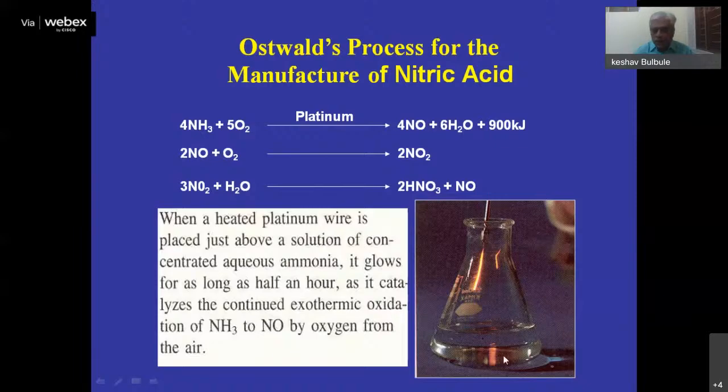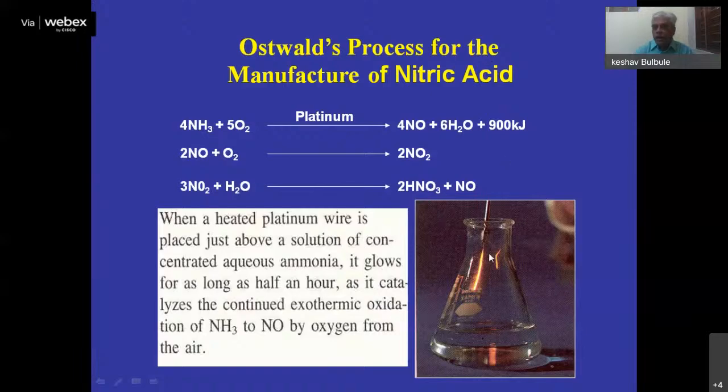Why is this? Because the reaction between ammonia and the oxygen of the air filled in the flask not only converts ammonia into nitric oxide, but along with that 900 kilojoules of energy is released. And this 900 kilojoules of energy released keeps the preheated platinum wire in its red hot condition. Probably this small experiment must have been the principle behind the historically well-known Ostwald's process for the production of nitric acid all over the world.